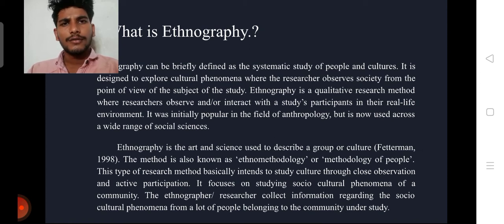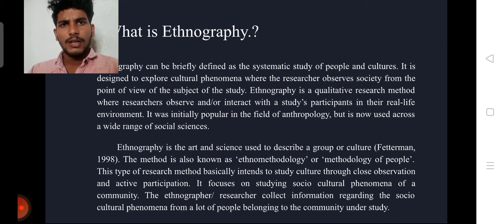In ethnographic research, the researcher will be observing the participants, noting down points and understanding the participants from the point of view of the research or study. Ethnography is basically a qualitative study where the researcher will be observing the participants in real life settings.